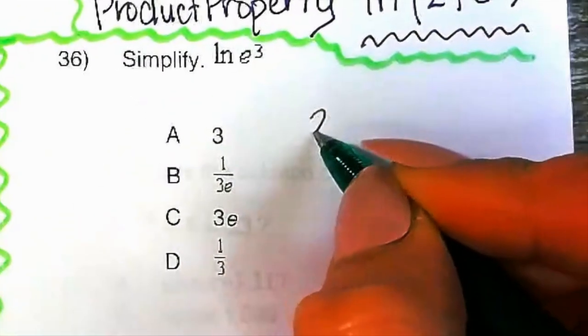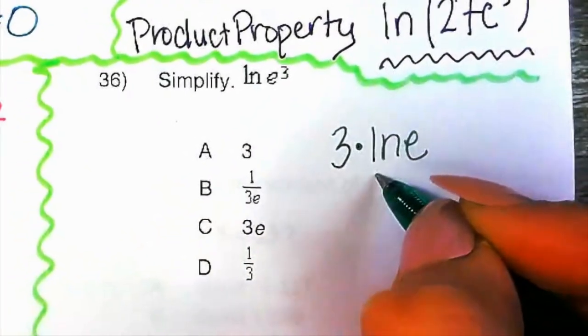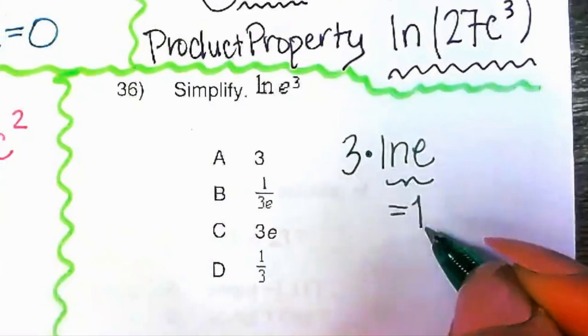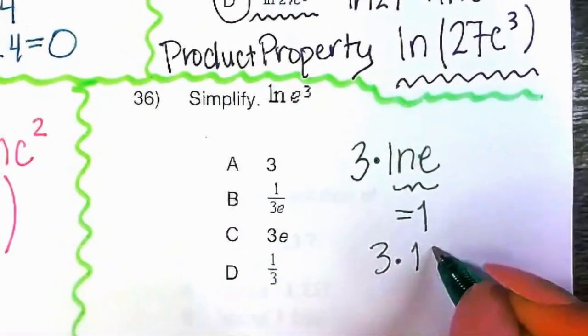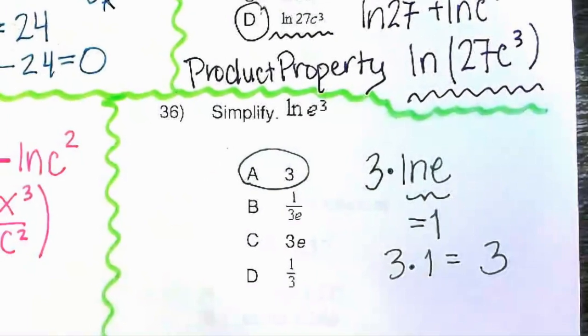If you wanted to solve a question like number 36 in a quite robotic way, you'd probably just use the power property to bring 3 out front. Then you're left with 3 ln e. To what power is e? 1. The answer is 3. However, there is a way more practical method that you could utilize.